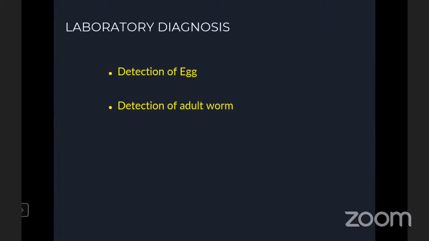Next one is laboratory diagnosis. Laboratory diagnosis is done by detection of eggs and detection of the adult worm. Detection of eggs is done from under the fingernails, by the NIH swab method and the Scotch tape method. Usually the egg is not present in feces. Mostly the egg sticks to the perianal region, so stool examination is not useful for the diagnosis of Enterobius vermicularis. The NIH swab method is used for the collection of specimen.